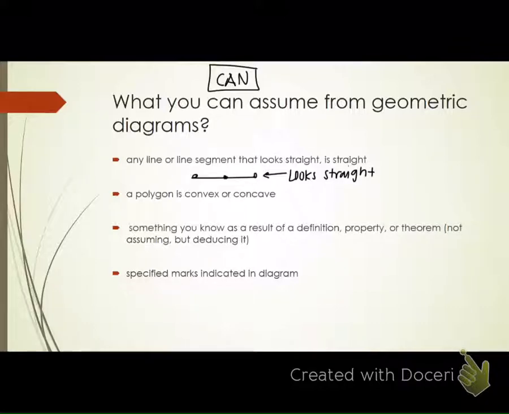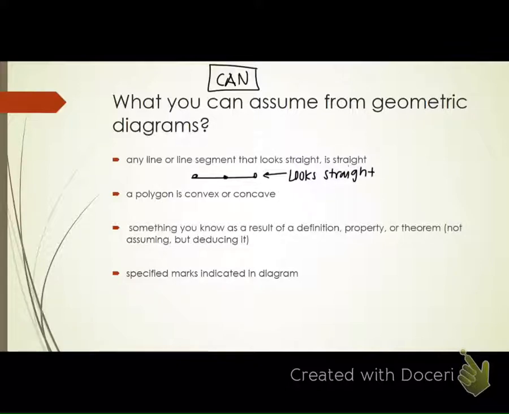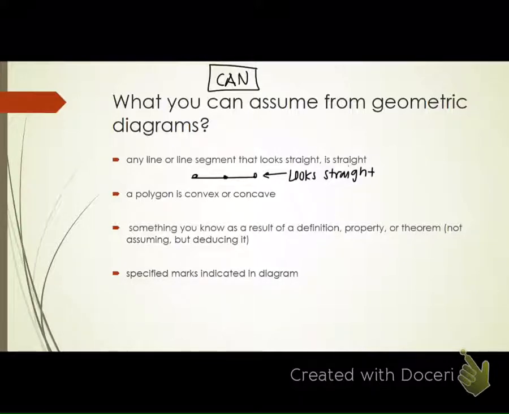So for example, rectangles have properties. If it tells you that it's a rectangle, you know that opposite sides in a rectangle are congruent. You also know that all the angles in a rectangle are 90 degrees. You also know that opposite sides of a rectangle are parallel. That's not assuming. You're using the properties of a rectangle to decide that. That is okay. And then specific marks indicated in a diagram.